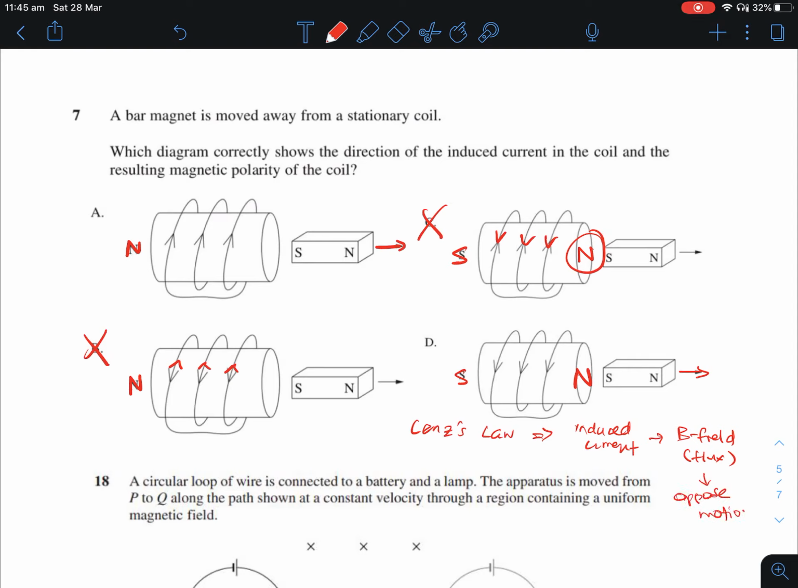So how do we oppose the motion here? How do we stop the magnet from leaving us? Well, we want to attract it back. We want to create flux to attract the magnet back. And so D is the answer because we have a north pole that attracts the south pole here.